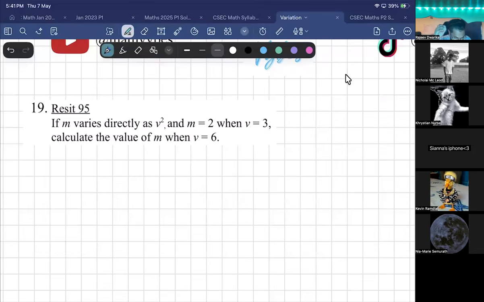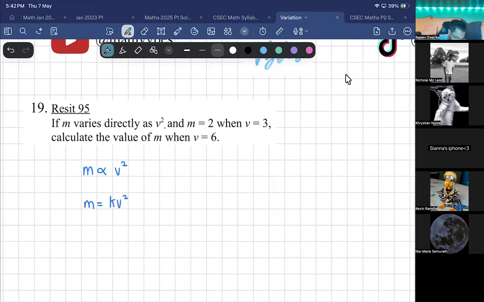If m varies directly as b squared and m equals 2 when b equals 3, calculate the value of m when b equals 6. Nia, this is the same thing you learned in the last question. The first thing you're going to put down, you tell me what to do. Okay. Well, first you'll put m is directly proportional to b squared. So then you'll say m equals k b squared.